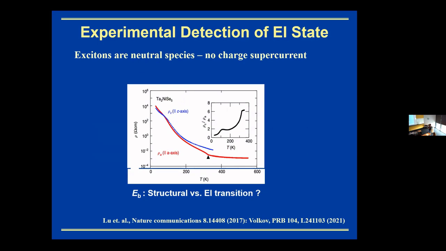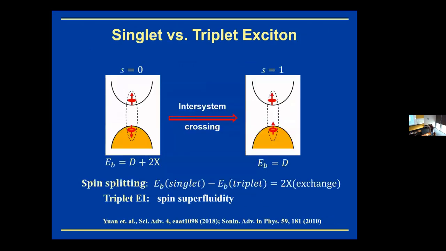Normally, much work has been done by measuring this gap opening, just like a superconducting gap opening, as a function of temperature, as I show in this plot. But this can be ambiguous, because many other transitions can also induce the so-called metal to semiconductor transition, including a structural transition. So one way to overcome that challenge, I will introduce, is the spin states of excitons.